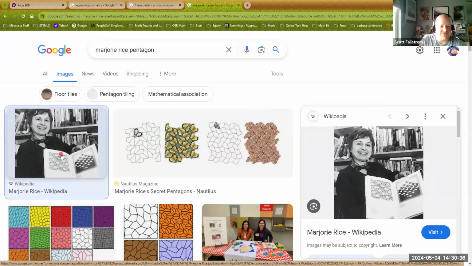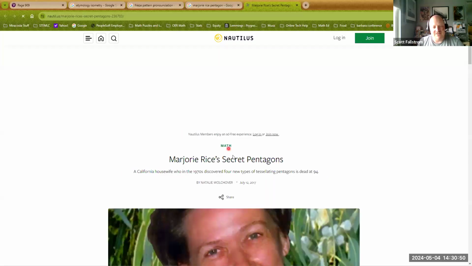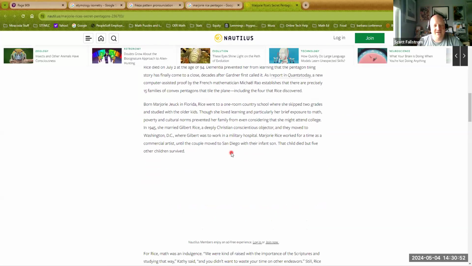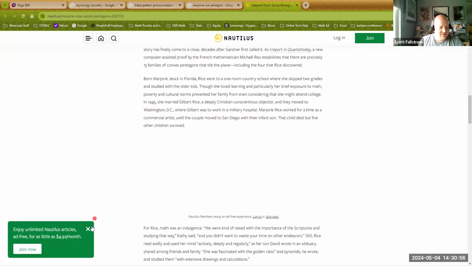It was kind of interesting because there were some mathematicians saying, yeah, I think we got them all. She's like, maybe we don't. And so this is known as her secret pentagons. If you actually look at this, what's really cool, these are not regular tessellations. Go, Marjorie. How many ads are we gonna have on this page?